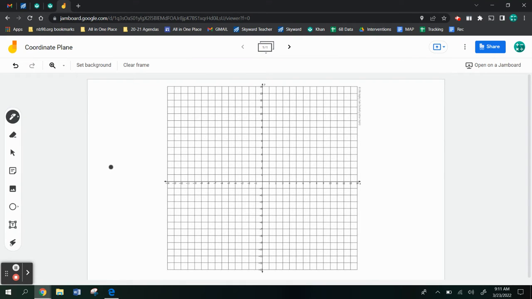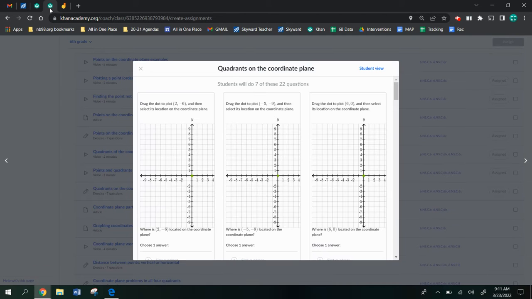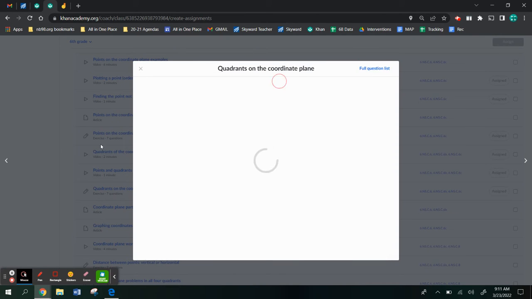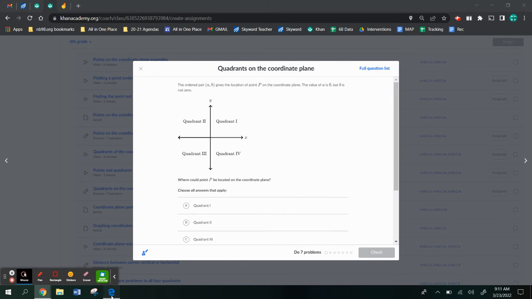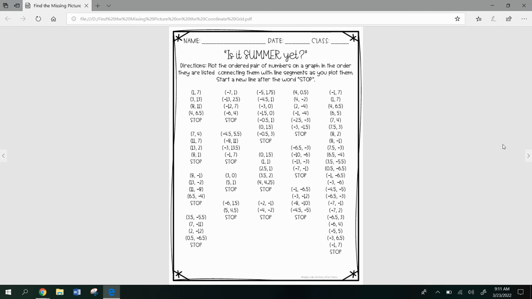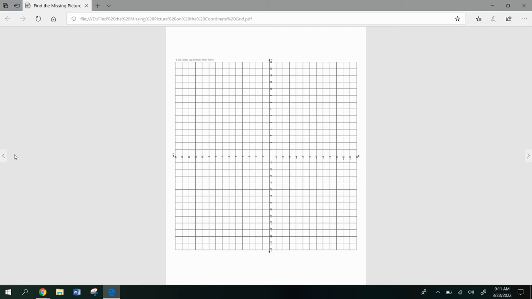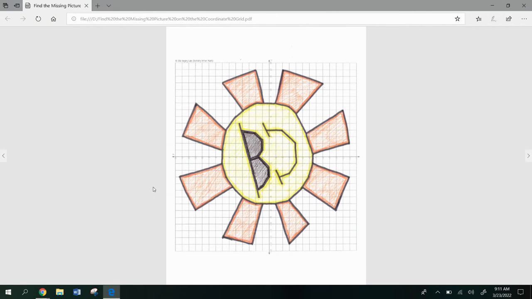Hello, in this video, I will be reviewing plotting points on a coordinate plane, which is this, and I will be going over some of the questions from the Khan Academy activities, because there were a few questions on that, and I will also be reviewing just how to do this activity where you're plotting points to make this image.